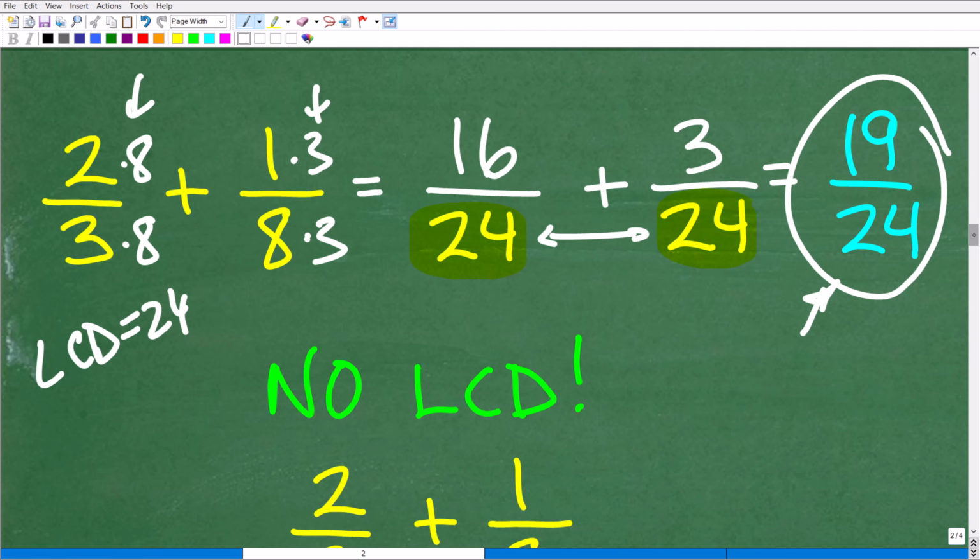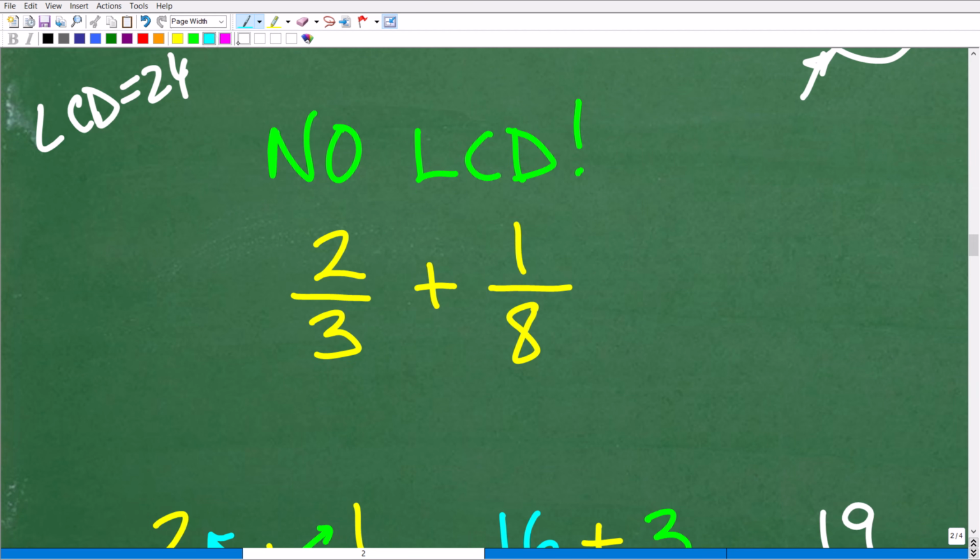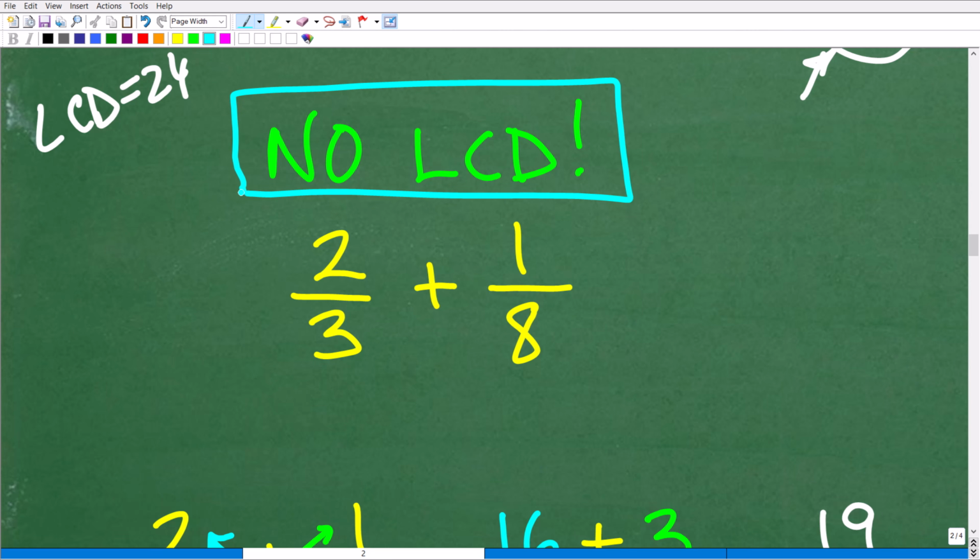Okay, so this is probably the best part of this video. I am going to show you how to add and subtract fractions without even thinking about the lowest common denominator. This is probably one of my favorite things in mathematics. I call it the bow tie method.